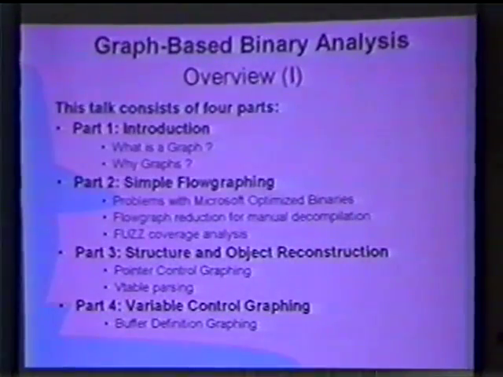And finally, I'll speak about variable control graphing. Basically, that would be inverse data flow. Well, if you find a pointer somewhere in a program and you want to find out where this pointer came from, that would be a buffer definition graph or inverse data flow or whatever you want to call it.